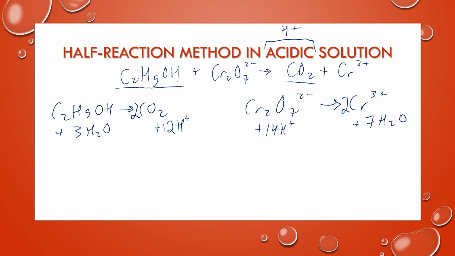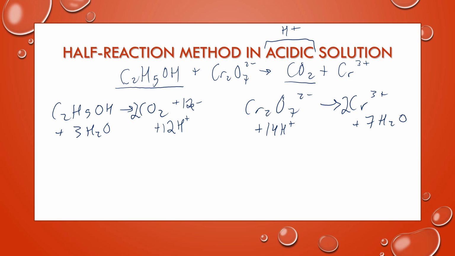Now that I have all of my atoms balanced, I also need to balance the charge using electrons. So for this first half reaction, the charge on the reactant side is 0. Nothing there has a charge. But on the product side, I have a positive 12 charge. I can add in 12 electrons to make this go down to 0. And now you have the same charge on both sides. So I added in 12 electrons there.